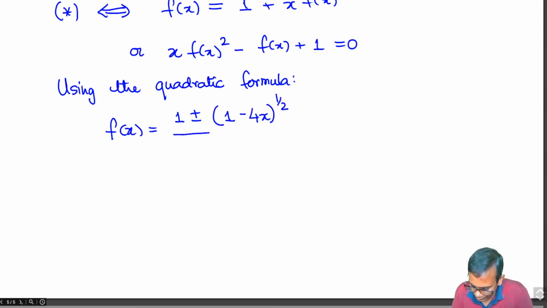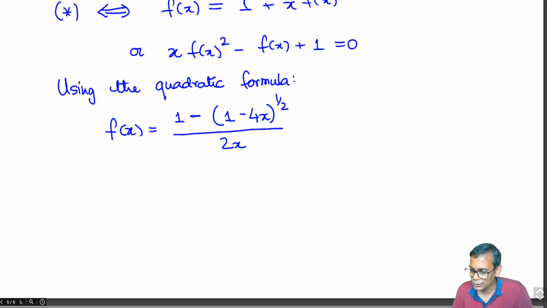divided by 2x. Now if you look at the coefficient of x to the power 0, that is the constant term up here, since there's a 2x in the denominator, this will not be divisible by 2x unless that constant term is 0. So we better take the negative sign here, otherwise this will not make sense. So if there is a solution, it must be the negative sign. Okay, so it cannot take the positive sign.